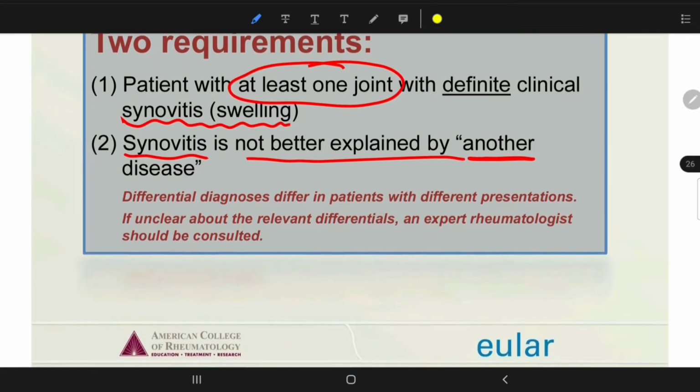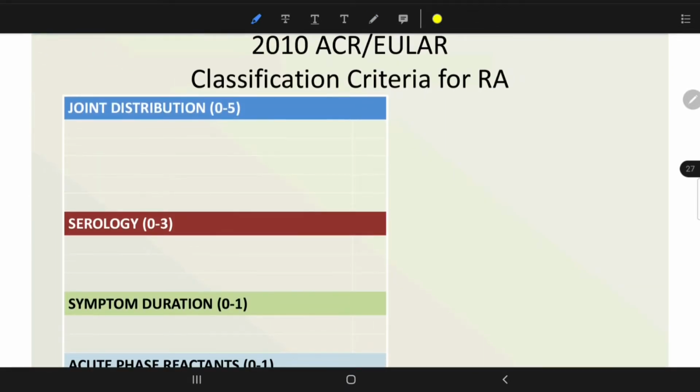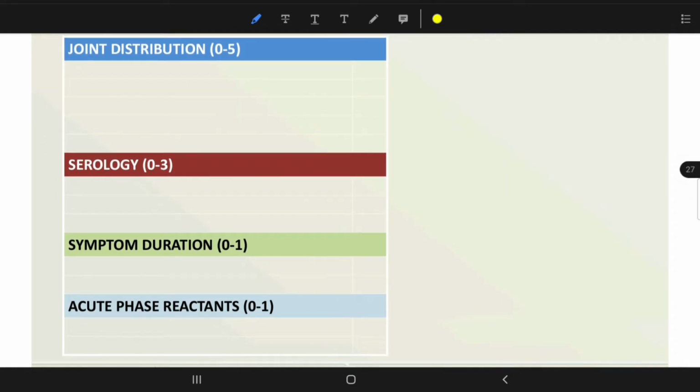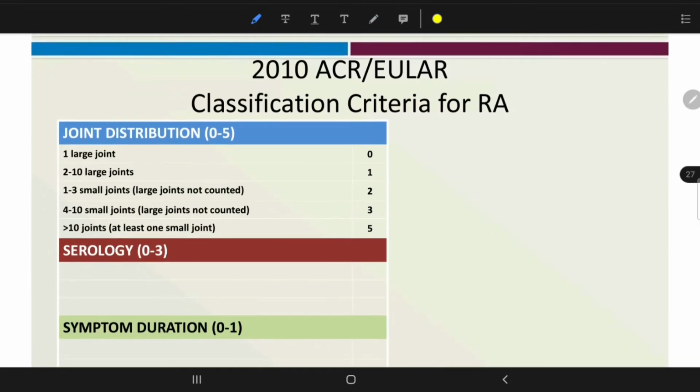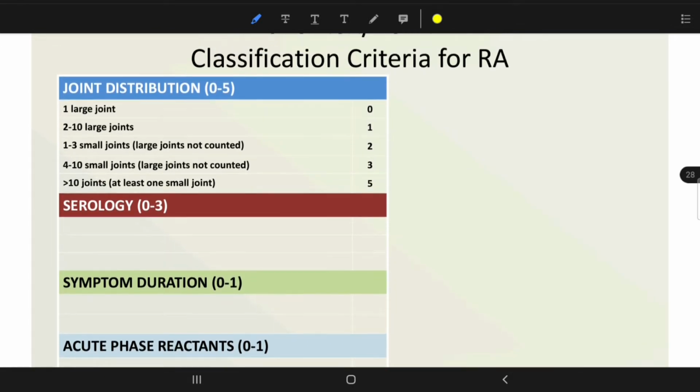Next is the components of the EULAR criteria. There are 4 components: joint distribution, serology, symptom duration, and acute phase reactants. Now let's study each one by one. Firstly, it is the joint distribution criteria.